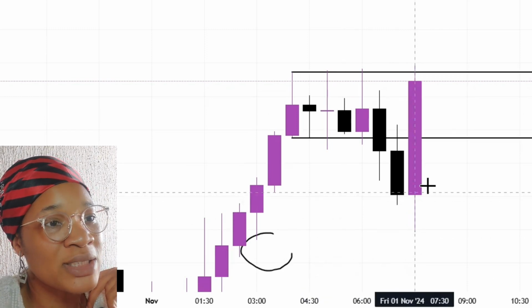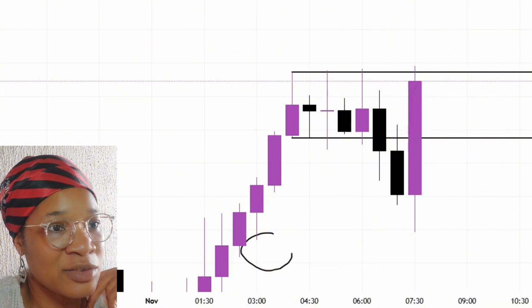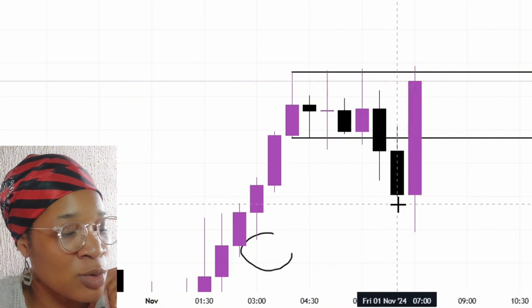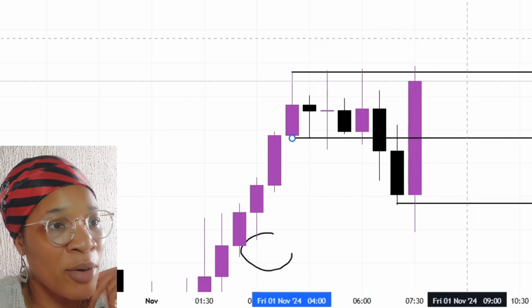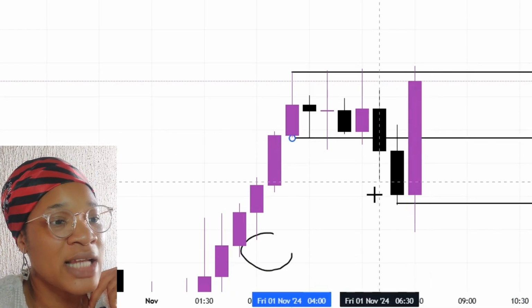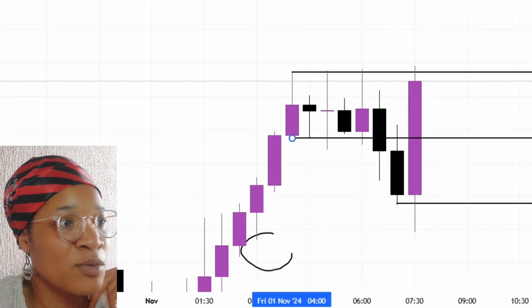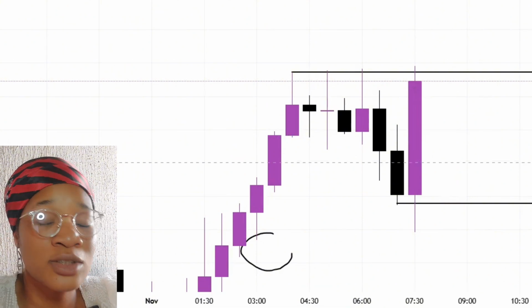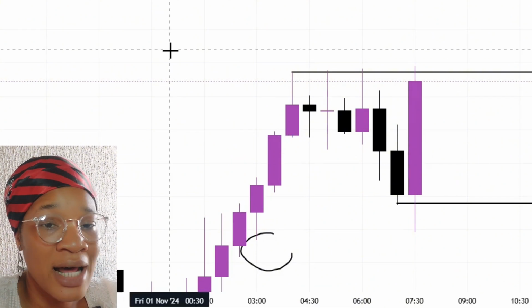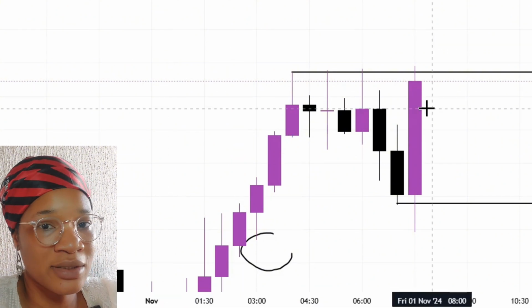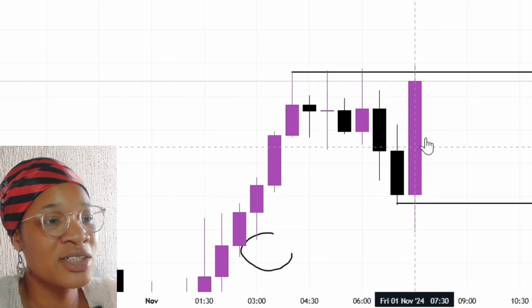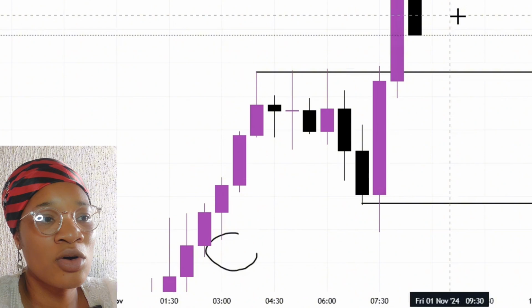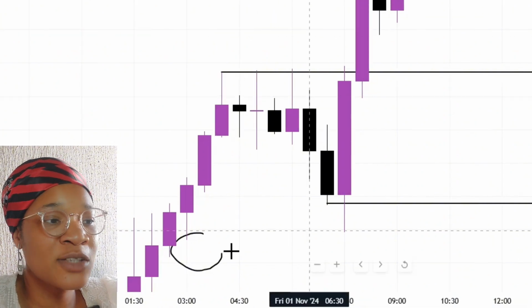Price came, and not only did it take out the low of this candle, it took out the low of this candle and still came and closed above it. Closing above it now shows me that yes, this pullback is over. So I can then maybe scale down to the lower time frame and look for an entry point. You can see that after it was done with this movement, it just continued to buy up. So it's pretty simple.